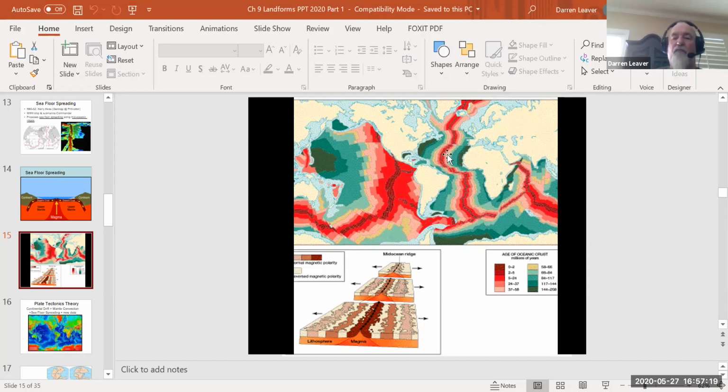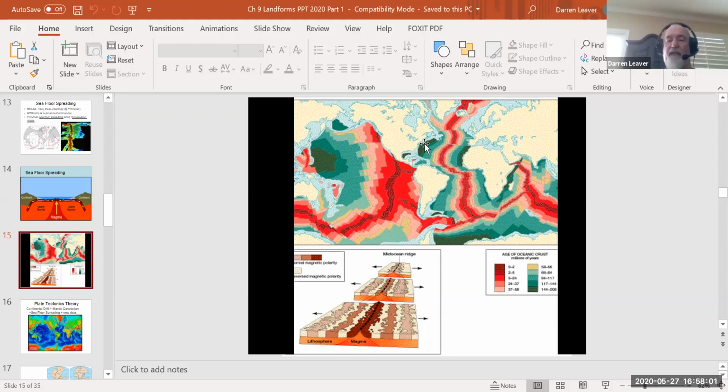We obtained the dates by getting the rock samples and looking at the relative abundance of certain types of rocks and the parent material compared to the daughter isotopes that are basically created as the rocks decompose. So what we find is right here along the edge of the ridge, this Mid-Atlantic Ridge, the rocks are pretty new. As we move further away, these rocks here are 50 million years old. 100 million years old. 200 million years old.